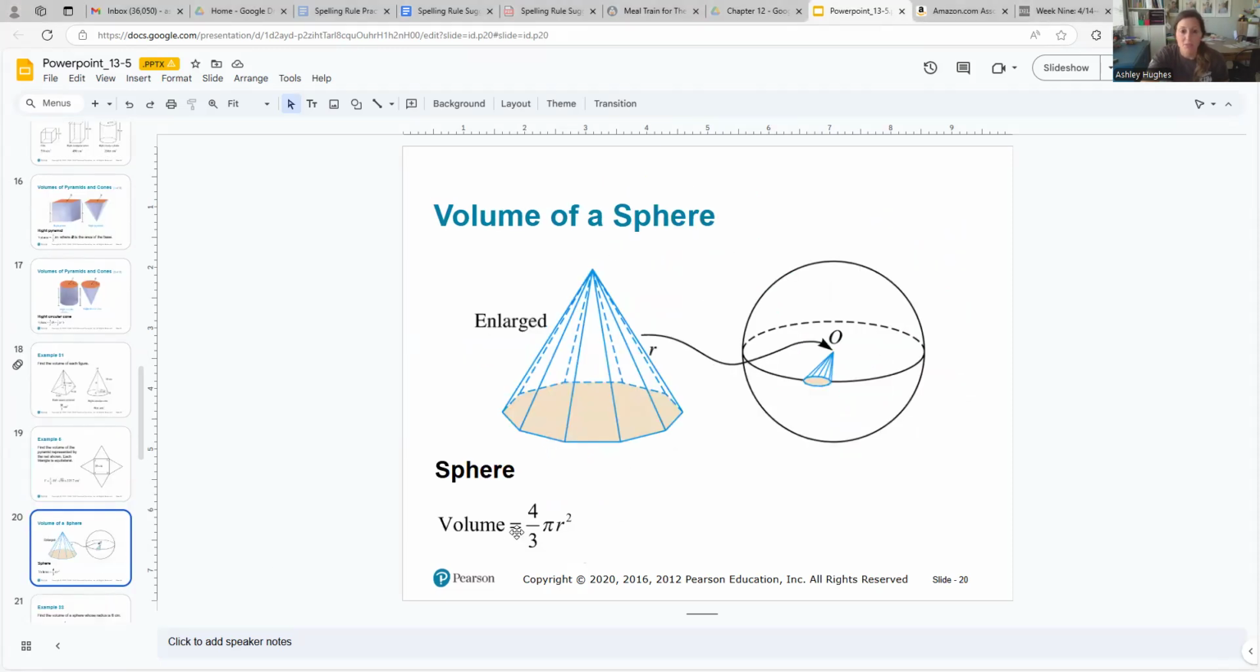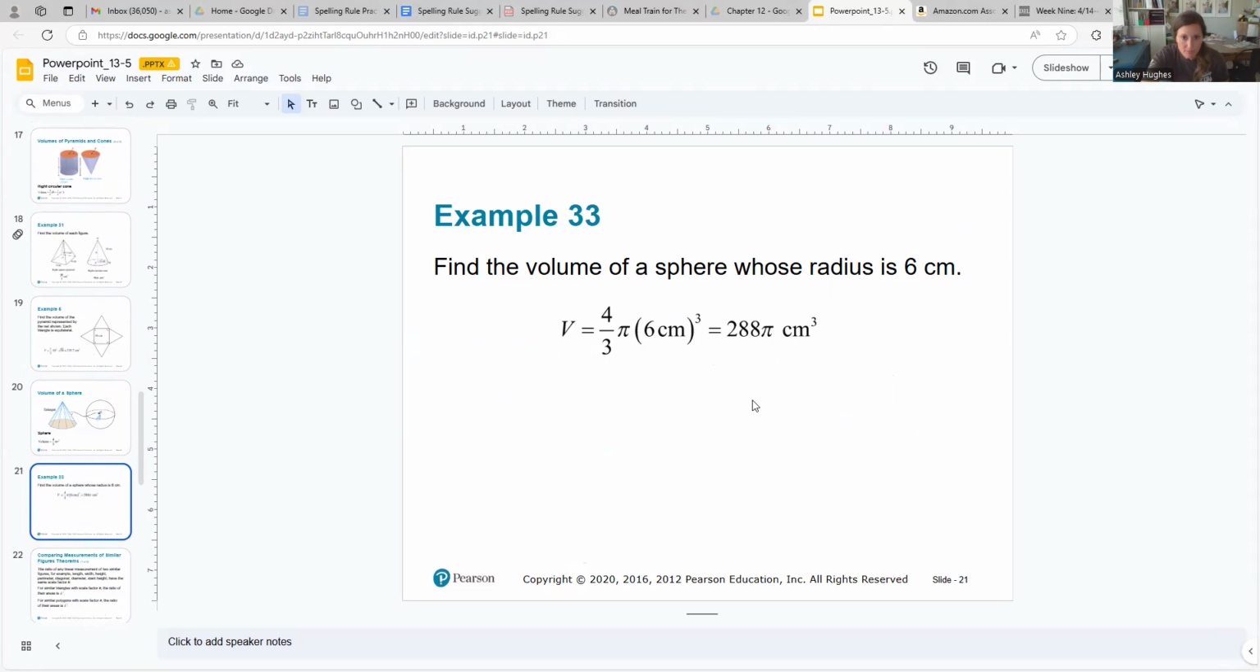Let's see, volume of spheres, 4/3 pi r cubed. This is just an example of one. It's really simple to use this one because there's only one variable, the radius. So to actually find the volume of a sphere, you just have to know the formula, 4/3 pi r cubed. And as long as you know that formula, it's really simple to plug into.